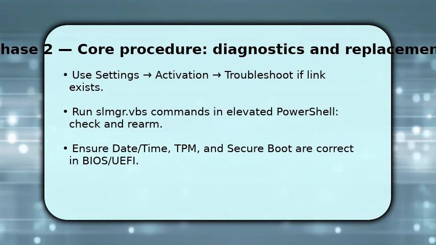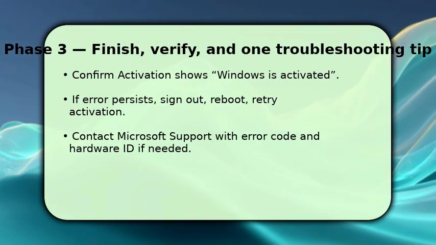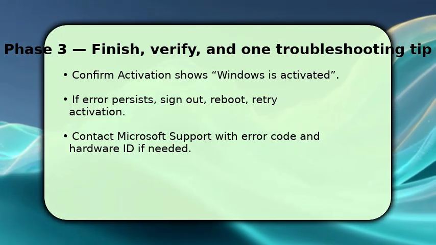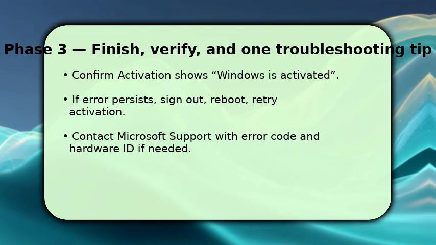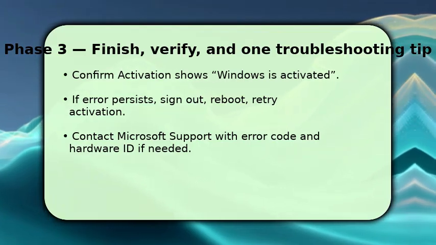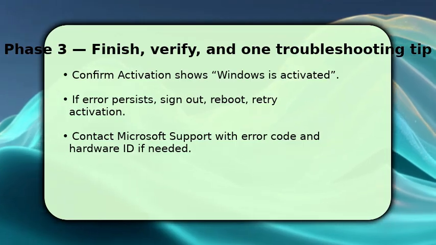To finish, verify Settings > Activation shows Windows is activated and that your Microsoft account lists the device. If activation still fails, sign out, reboot, and retry the activation sequence. Temporary service or cache issues often clear with a restart.